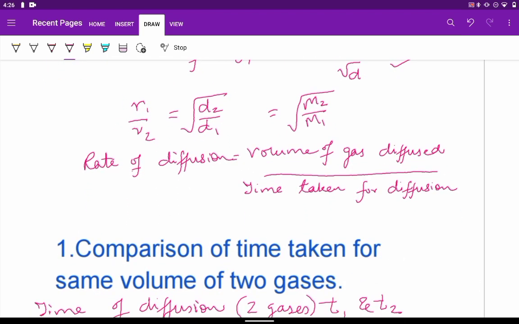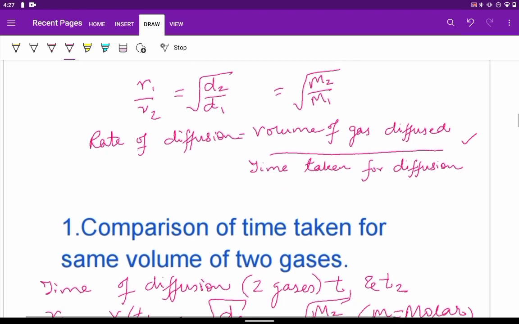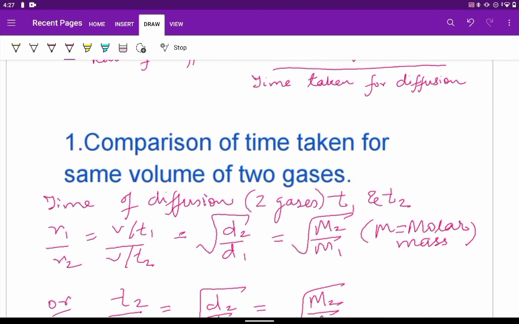Now, rate of diffusion can also be found out if we know how much volume of gas has diffused and the time taken. To find out the rate of any phenomenon, time taken is the criterion. So, rate of diffusion is given by the volume of gas diffused divided by the time taken for the diffusion. Now, let's say there are two gases which have the same volume, but they have taken different times for diffusion. For the first gas, the time taken for diffusion is T1. For the second gas, the time taken for diffusion is T2.